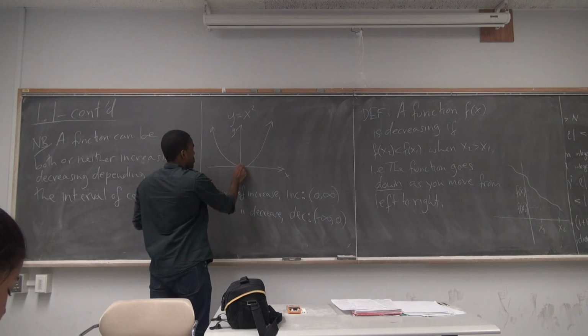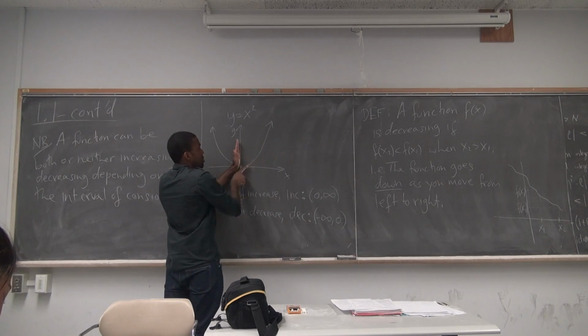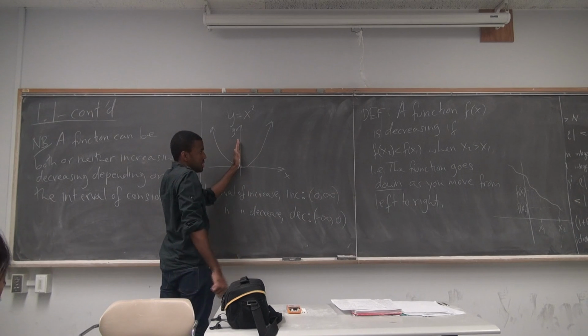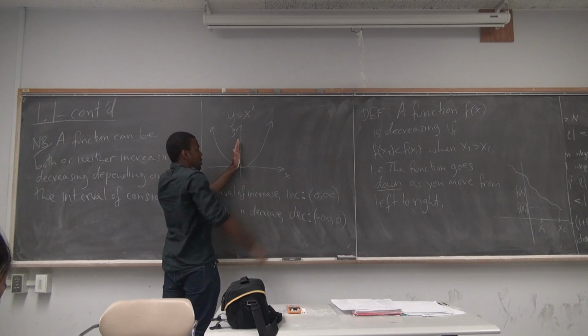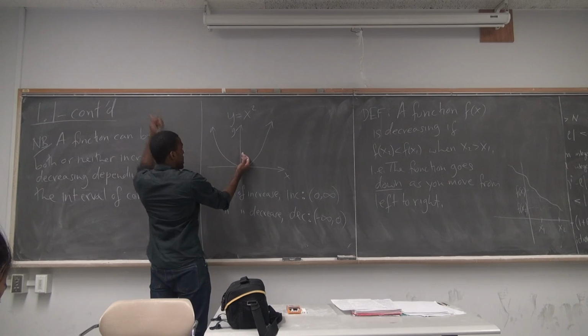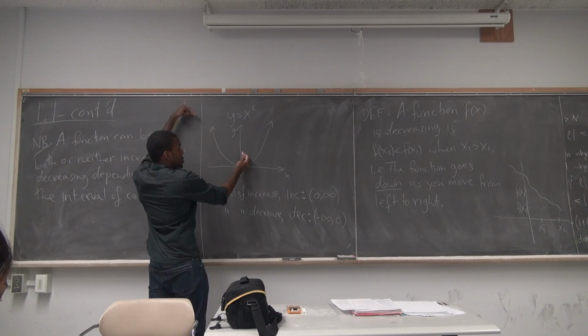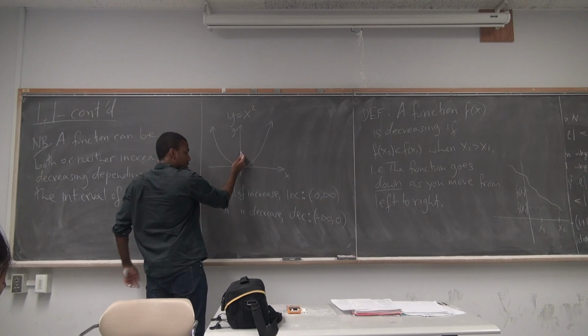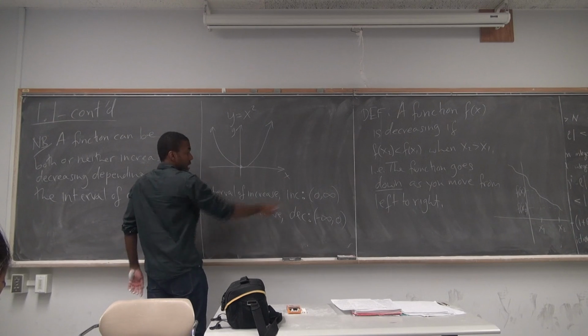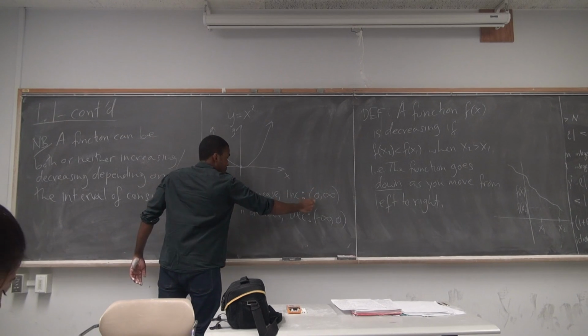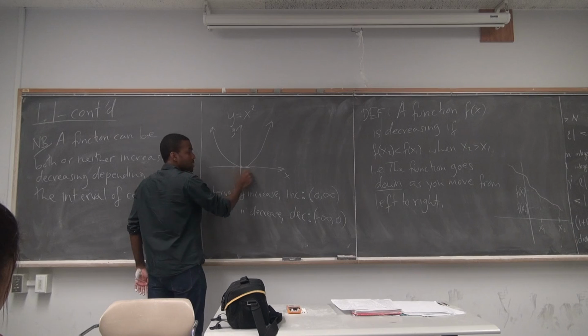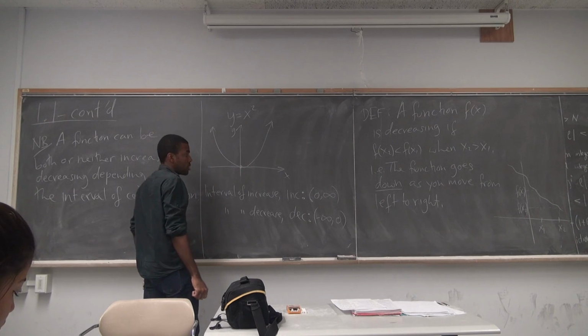So we see that from this point on, it's moving up as I go from left to right, so it's increasing on that interval from 0 onwards. Similarly, from negative infinity to 0, it's moving down as I go from left to right. Therefore, it's decreasing on that interval. At 0, notice I did not include 0, because at 0, it's kind of flat. That's where it changes from one to the other.